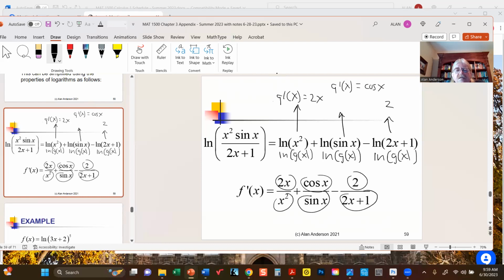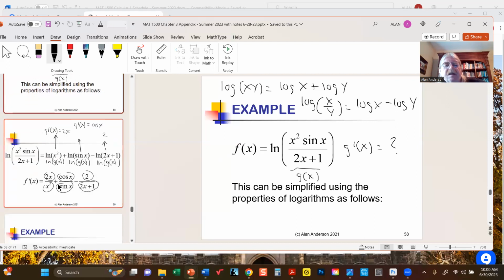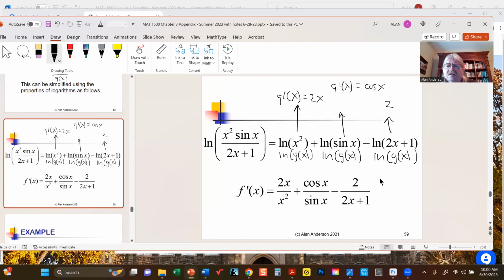So I think you'll agree this is a lot quicker. If we'd done it the other way, suppose we didn't bother to use these log properties, this would have been our g of x. The g prime of x would have been a bit of a nightmare. It would have required the quotient rule. So I think you'll agree that in this case, at least, we definitely sped things up by using the properties of logs. And so we end up with a not too terribly complicated result. It would have been the same result, but I think you'll agree this is a lot easier.